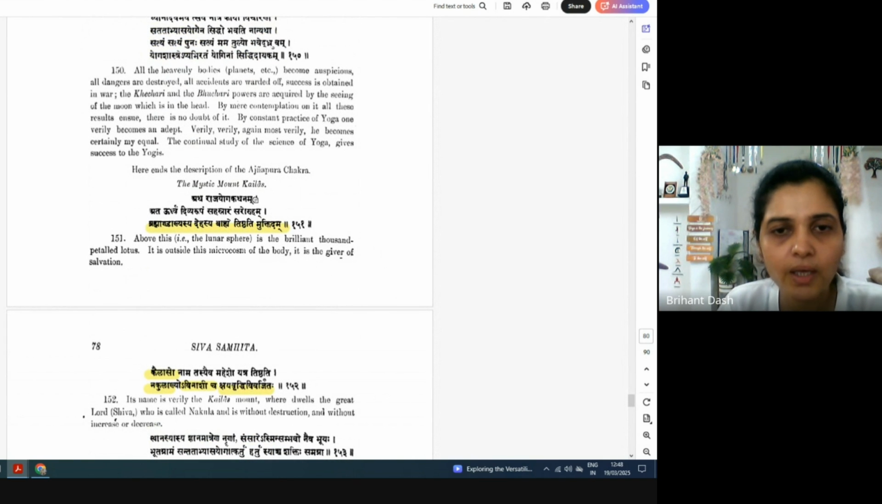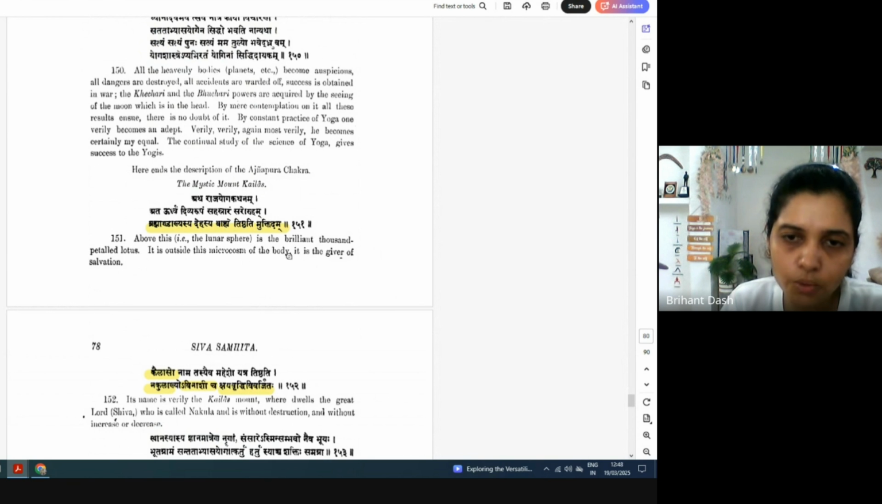They are describing here about the Raj Yoga now. Okay, about this is the brilliant 1000-petal lotus. It is outside this microcosm of body. That's what I was saying. That they are saying this Sahasrara is outside the body. It is the giver of salvation.